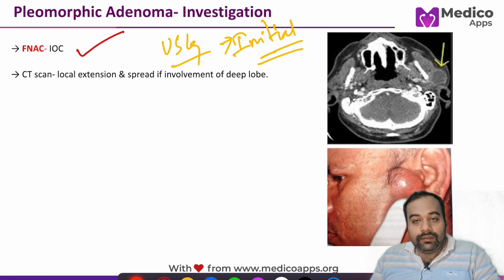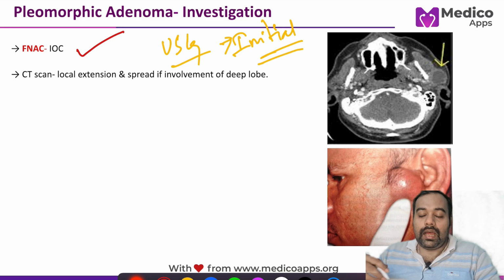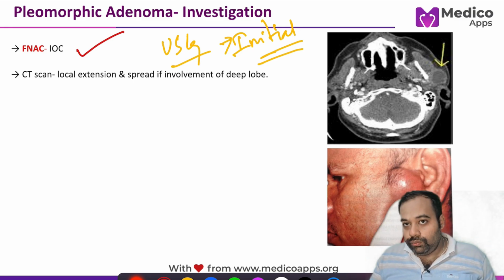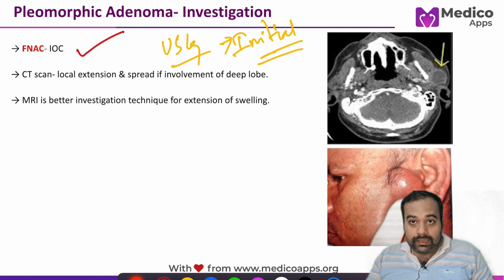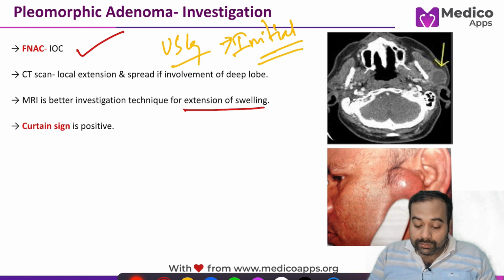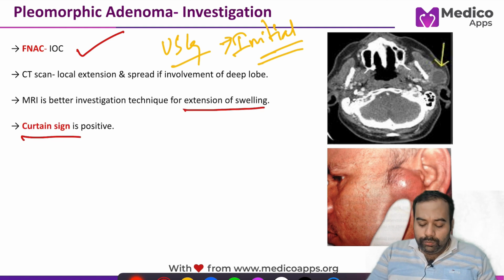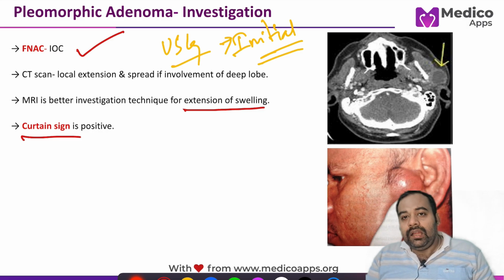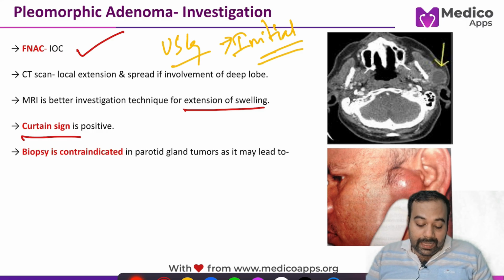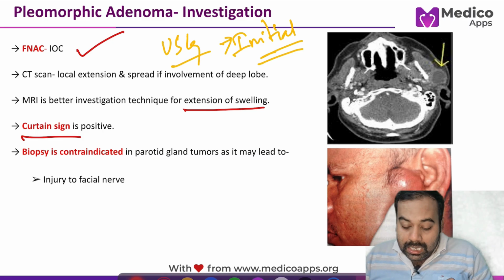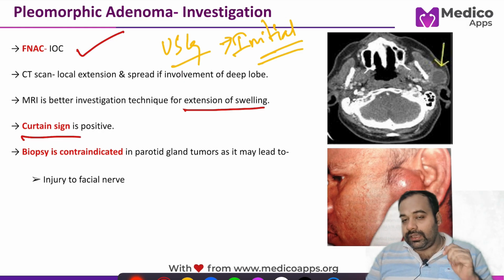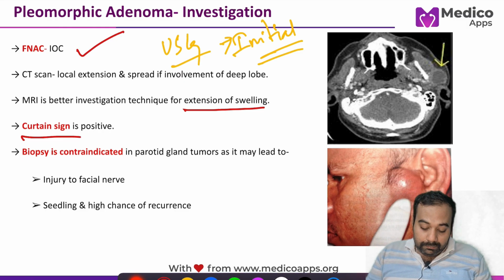Now, your CT scan is supposed to be done before the operation, to get an idea regarding the local extension of the tumor as well as whether the deep lobe is involved or not. MRI is always there as a better investigation technique regarding the extension of the swelling. You might find a Carten sign positive in that case, but you have to understand we are doing the FNAC, not the biopsy. Why? Because biopsy is contraindicated as it might injure the facial nerve. That is the number one thing.